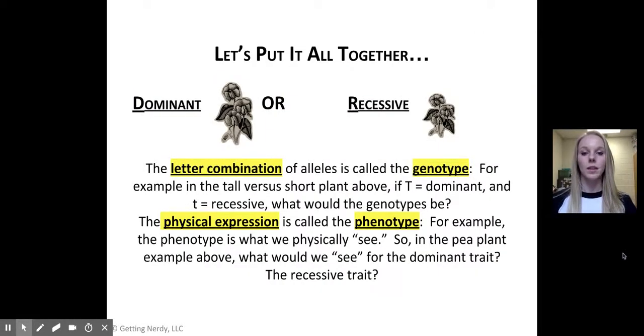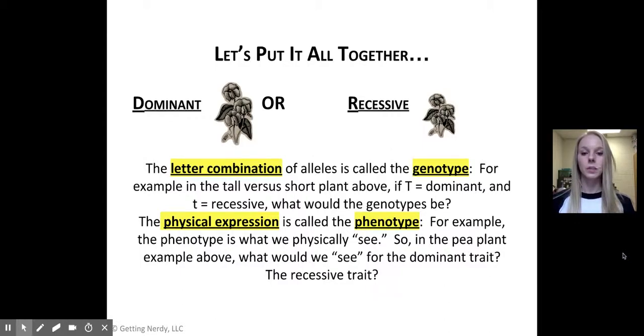When we put it all together, we look at the letter combination for the trait of height in pea plants. The letter combination of alleles is called the genotype. For example, in the tall versus short plant above, if the big T is dominant and the little t is recessive, what would the genotypes be? For the dominant tall height, it would be big T, big T, or big T, little t, as the big T overshadows the little t. And in recessive, it would be little t, little t for the short plant.